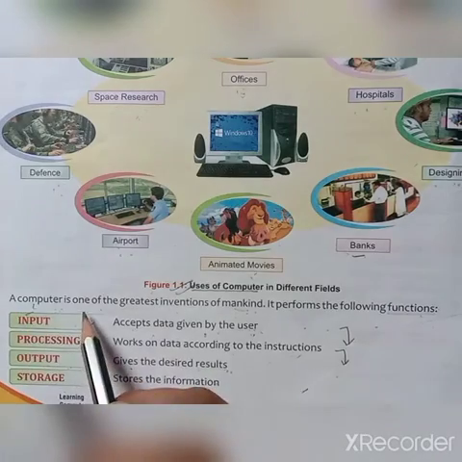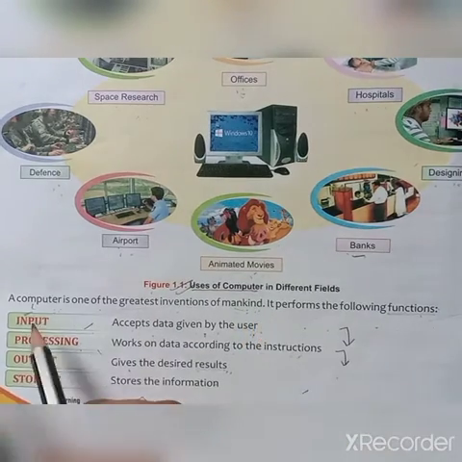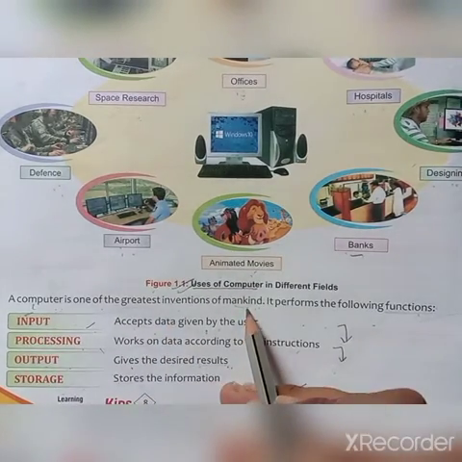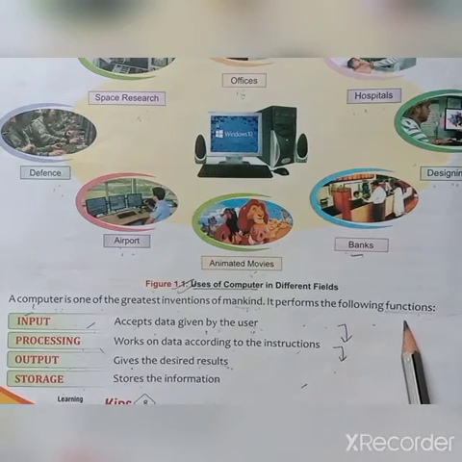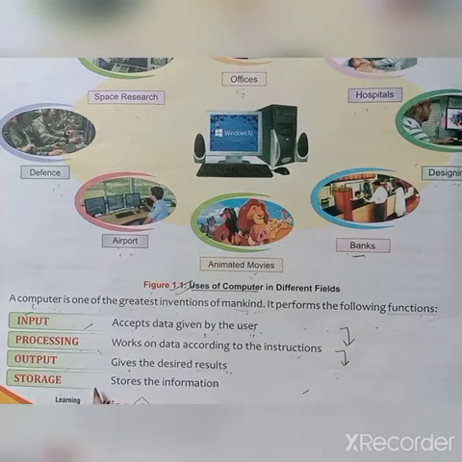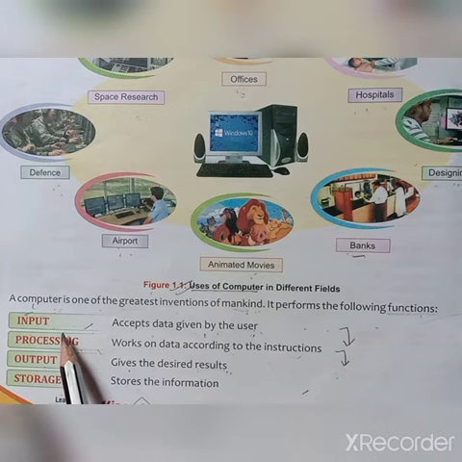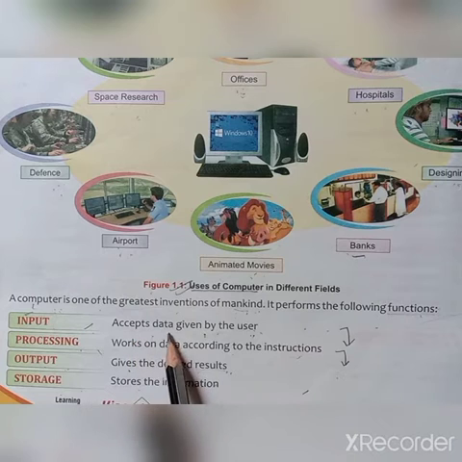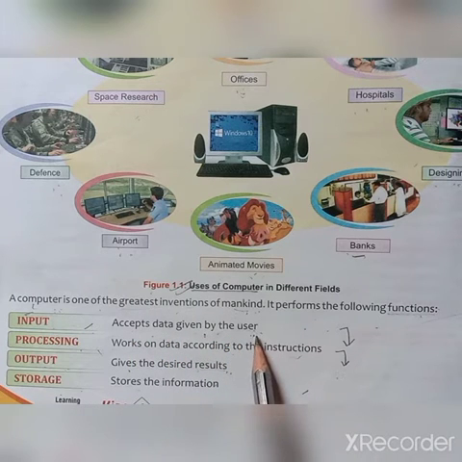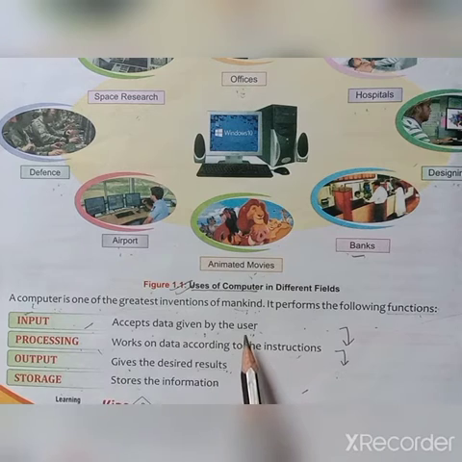A computer is one of the greatest inventions of mankind. A computer is invented by humans. It performs the following functions. These four are functions of a computer. First is input. What does input do? It accepts data given by the user. When you enter any type of data like number, text, etc., input accepts that data.